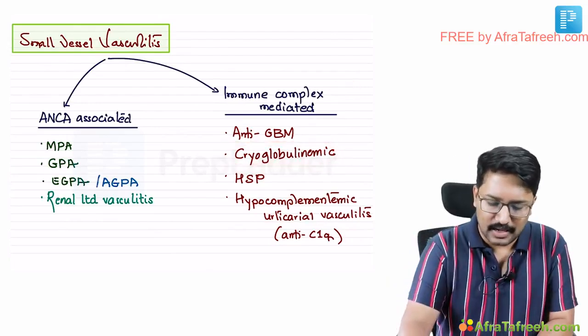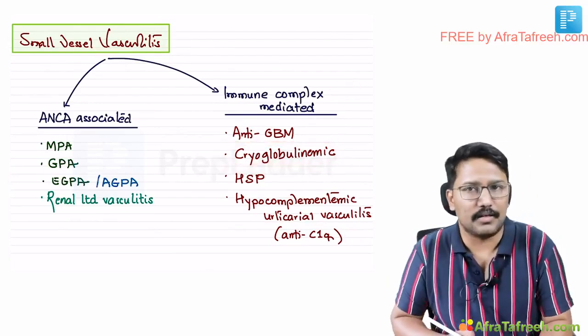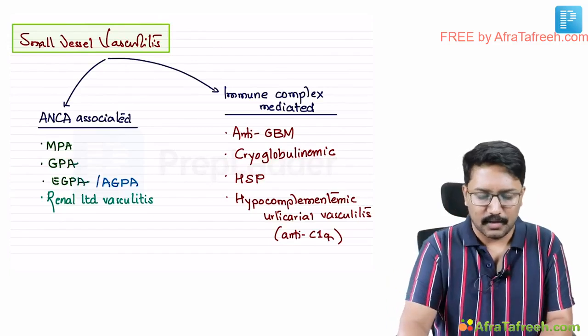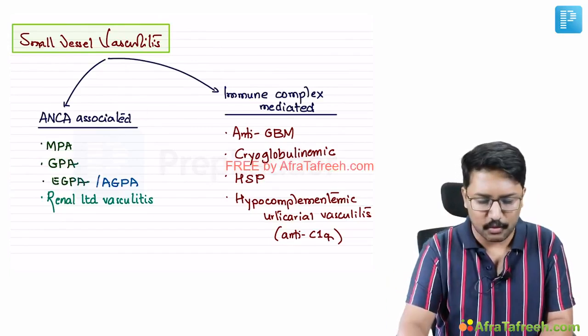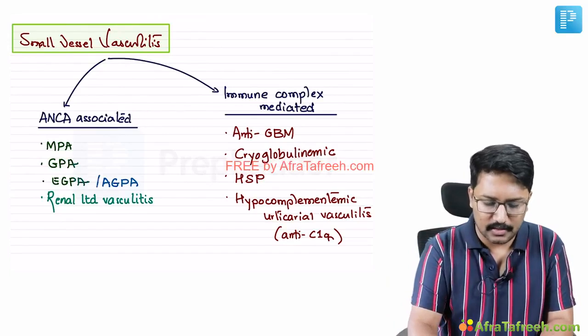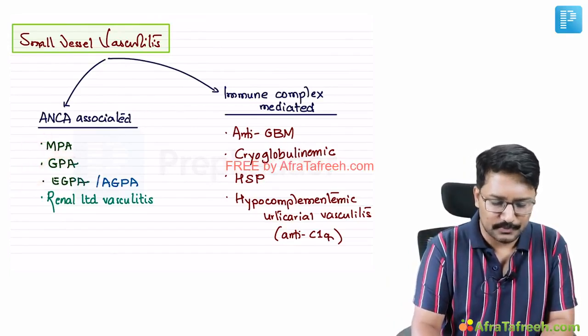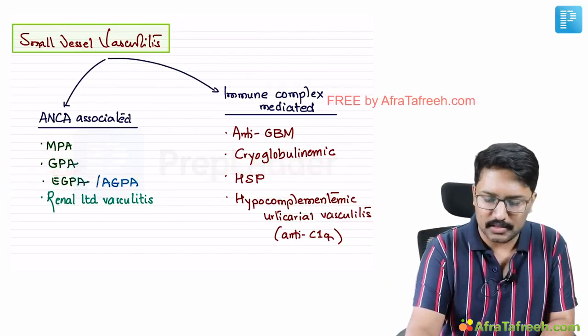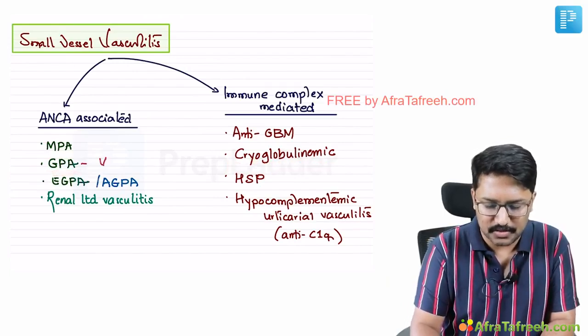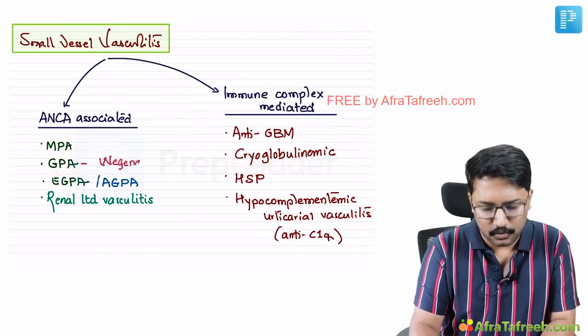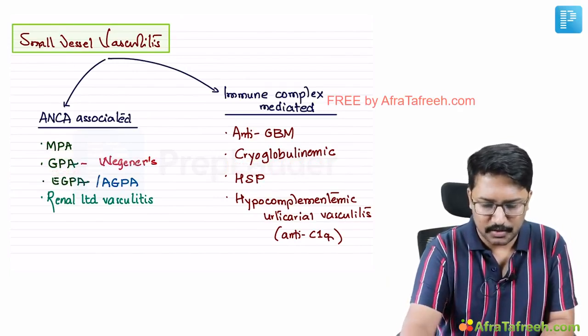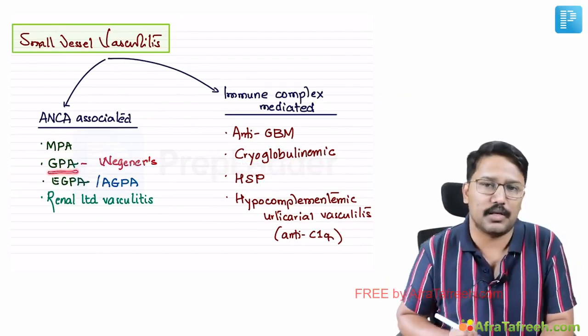Now coming to ANCA associated vasculitic conditions. Here we have anti-neutrophil cytoplasmic antibodies positivity, and three classical examples that we all know are microscopic polyangiitis, then granulomatosis with polyangiitis, which in the past we used to call Wegener's granulomatosis. We no longer follow that eponym. The current accepted nomenclature is granulomatosis with polyangiitis.